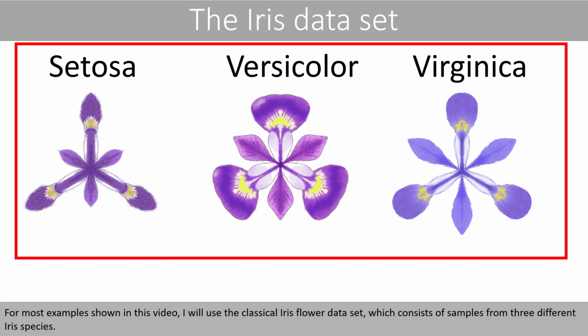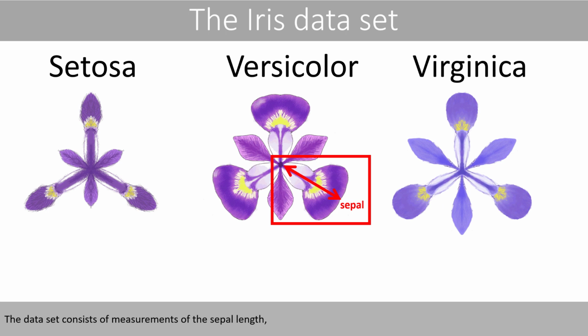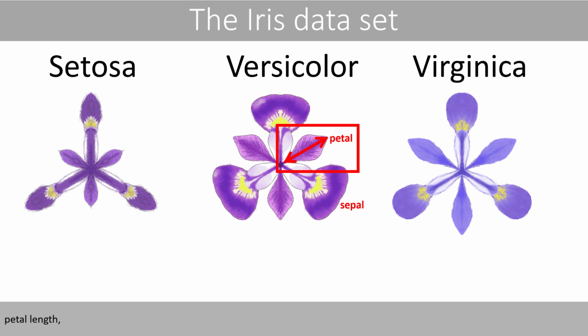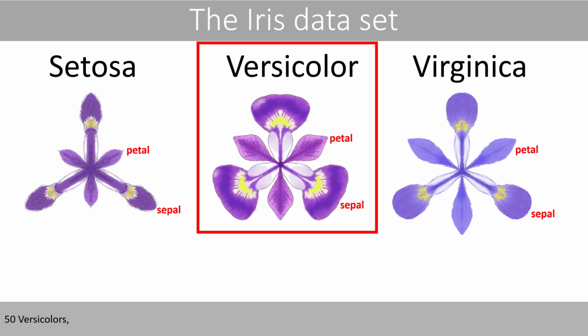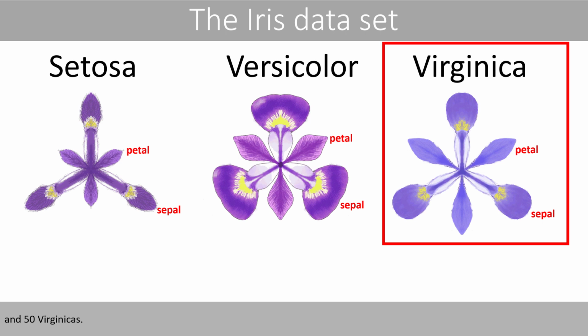For most examples shown in this video, I will use the classical iris flower dataset, which consists of samples from 3 different iris species. The data consists of measurements of the sepal length, sepal width, petal length, and petal width. These 4 variables were measured on 50 setosas, 50 versicolors, and 50 virginicas.